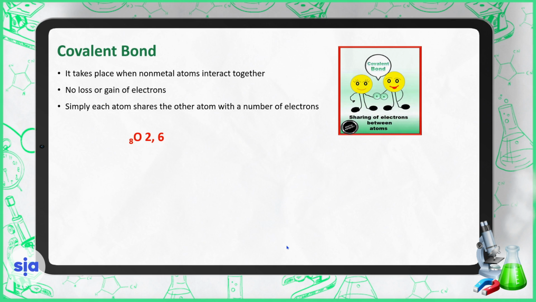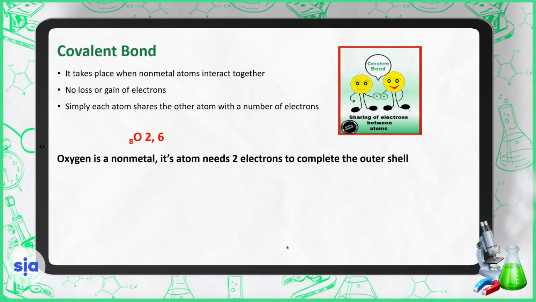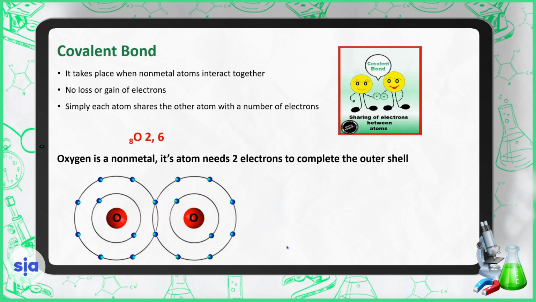Here is an oxygen atom with 8 electrons, 2 and 6. Oxygen is a non-metal. Its atom needs 2 electrons to complete the outer shell. In case of 2 oxygen atoms reacting together, each of them will share 1 electron with the other for the atom of the oxygen to complete its outer orbit with 8 electrons. Together they will form an oxygen molecule.